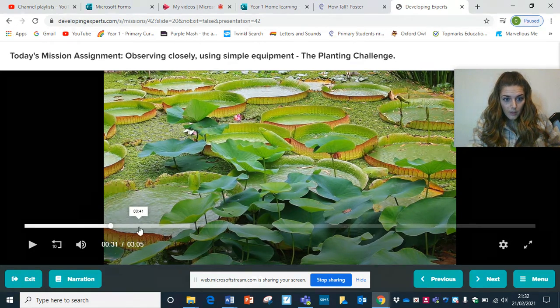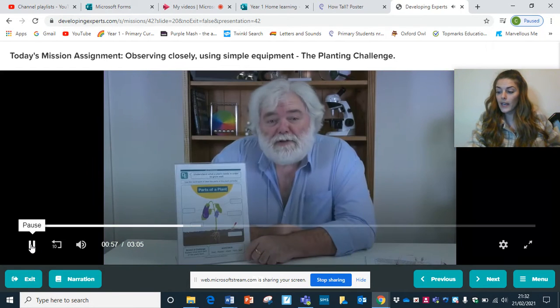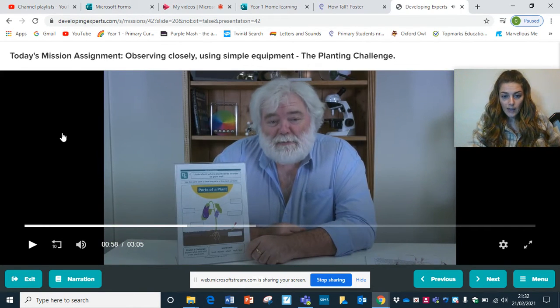Now I'm going to move a bit further along. This mission assignment is your handout. You can see there's a handout here which I'll attach to the Sway, but also put onto the website so you can download it if you want to. On this handout, your task is to label the plants. You've got some boxes there that are blank, and at the bottom you can see there is a word bank. Those are the words that you can use.